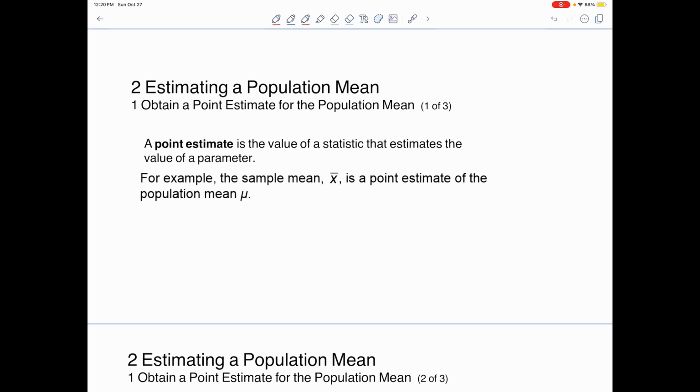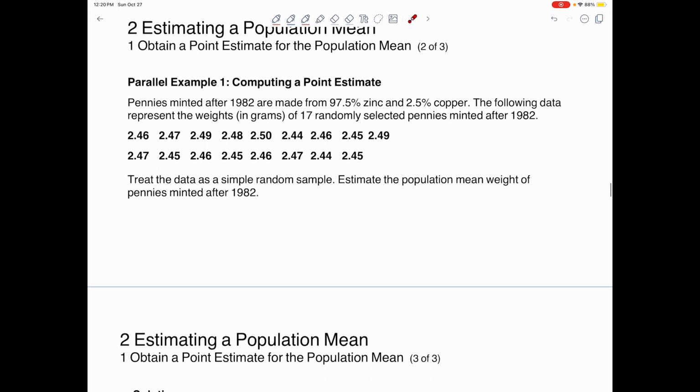A point estimate is the value of a statistic that estimates the value of a parameter. In the previous section, we used the sample proportion to estimate the population proportion. In this section, we're going to use the sample mean to estimate the population mean mu. Obtaining a point estimate. Let's look at the first example here.